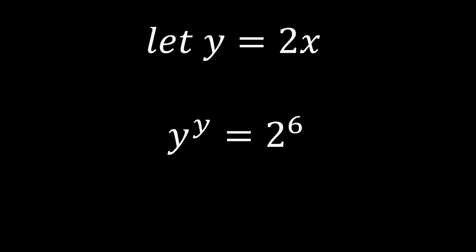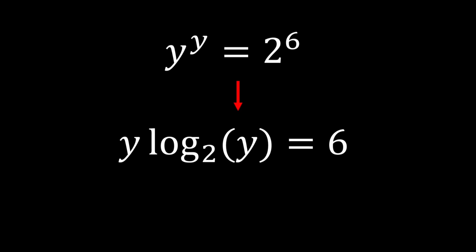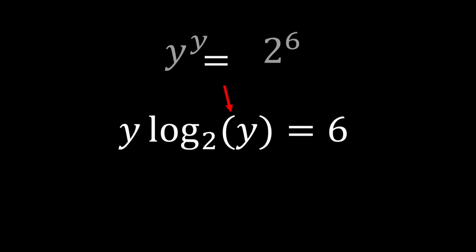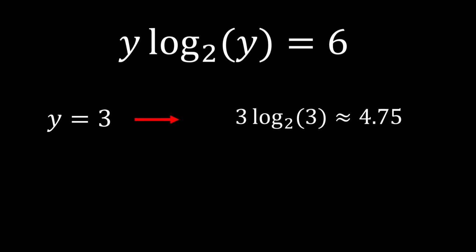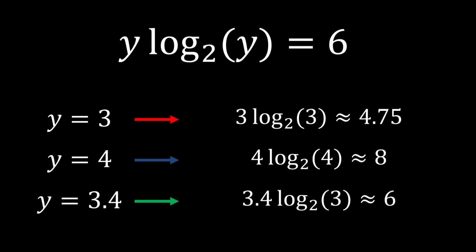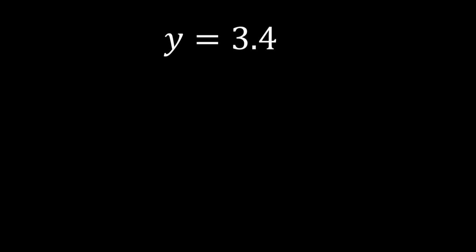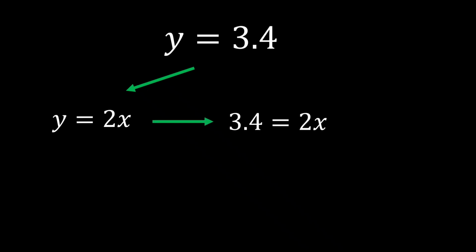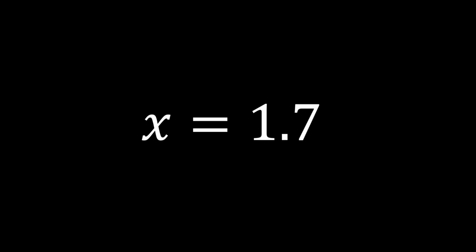Take log base 2 of both sides. We get y multiplied by log y to base 2 equals 6. Let's try some values. For y equals 3, we get about 4.75, which is too small. For y equals 4, we get 8, which is too large. Let's try 3.4, and here we go. Perfect. Now recall y equals 2x, so x equals y divided by 2, which equals 1.7. That's your solution. Did you expect it to be that tricky?